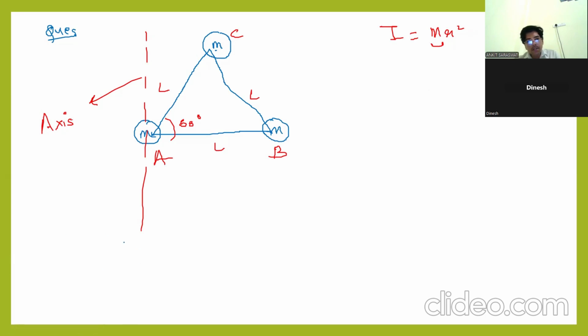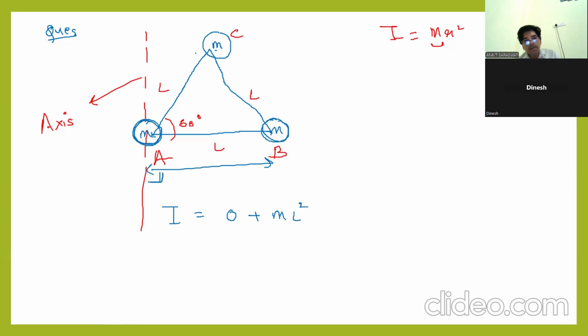Please tell me, what will it be? This mass is lying on the x-axis, so its moment of inertia will be 0. There is no perpendicular distance. For this mass, the perpendicular distance is L.